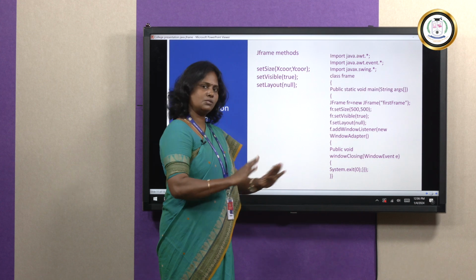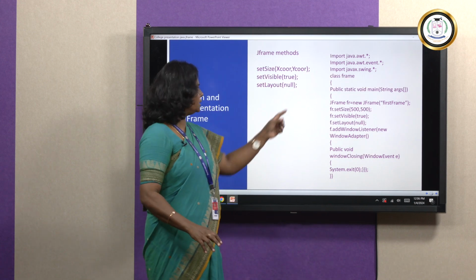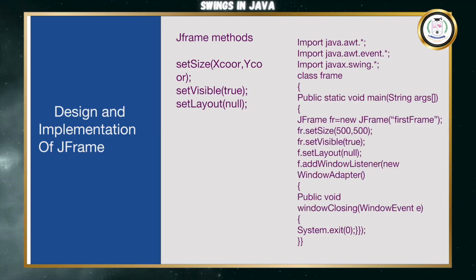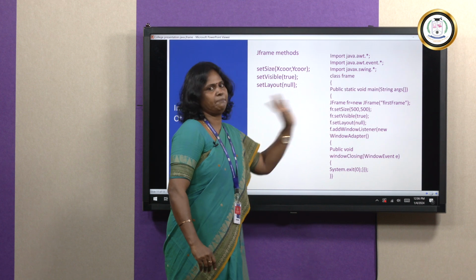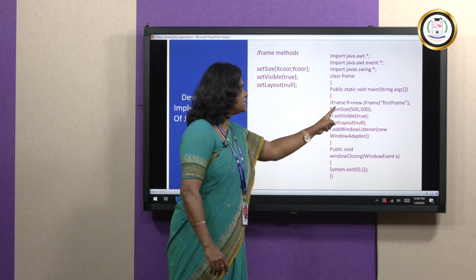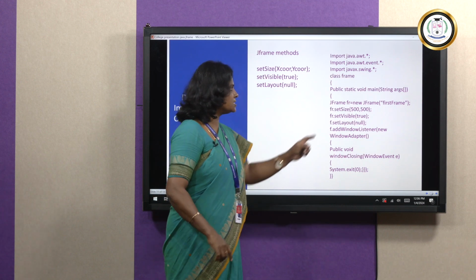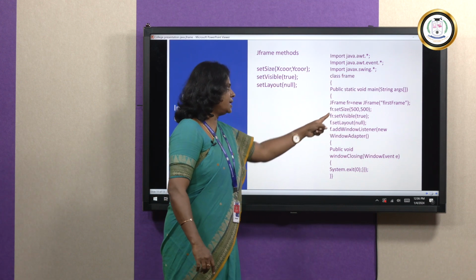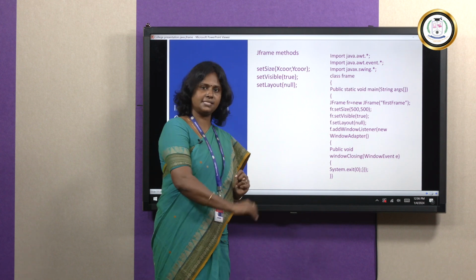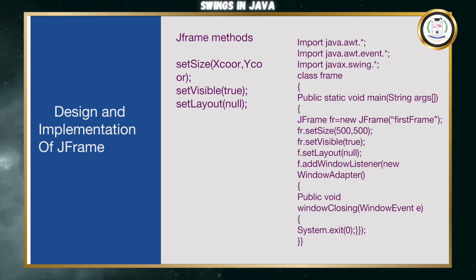Okay, this is the class. You know how to write a Java program, you already know the basics. You need a class and you need a main. Inside the class and main only, we are going to write the concepts. First one is JFrame. What is the meaning of JFrame? JFrame is a class. With JFrame, I am going to get a fresh frame. The name of the frame is first frame. Next, I am going to give the size of the frame, 500, 500.